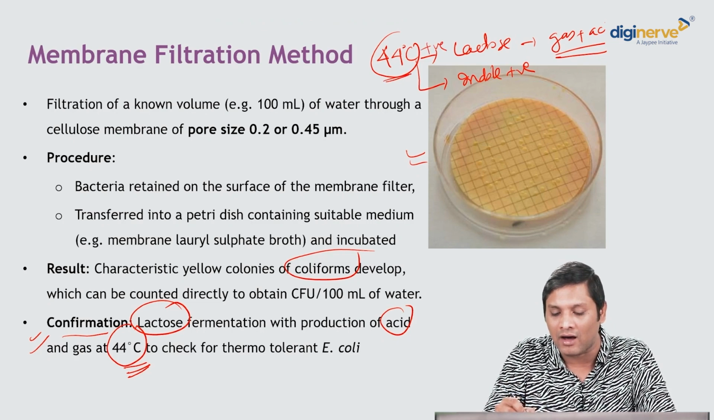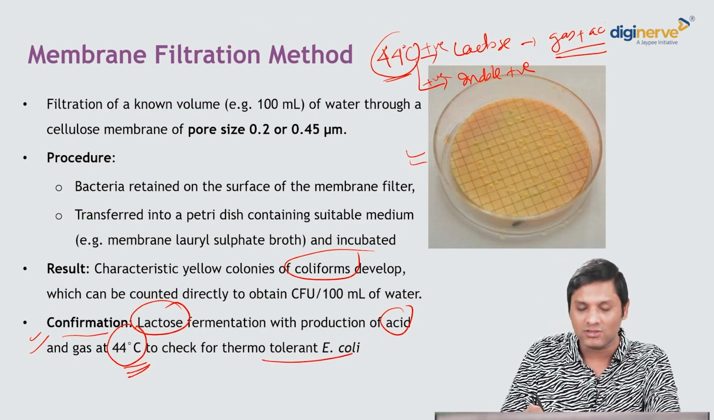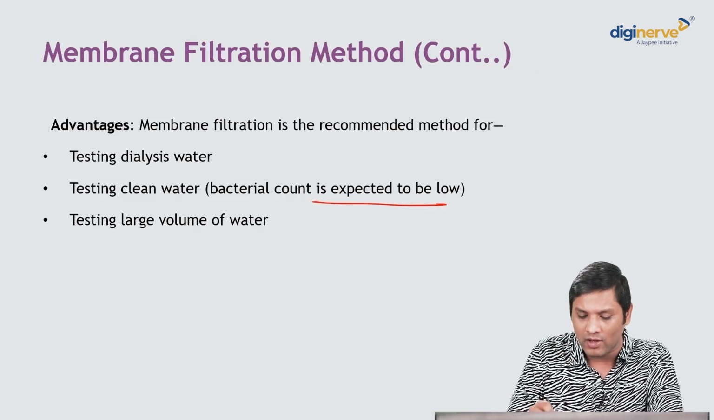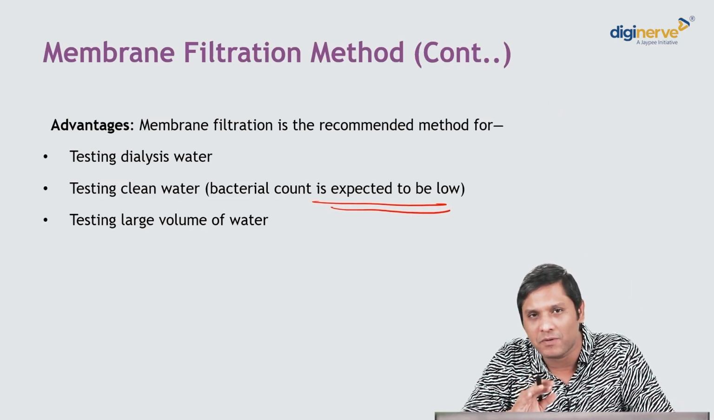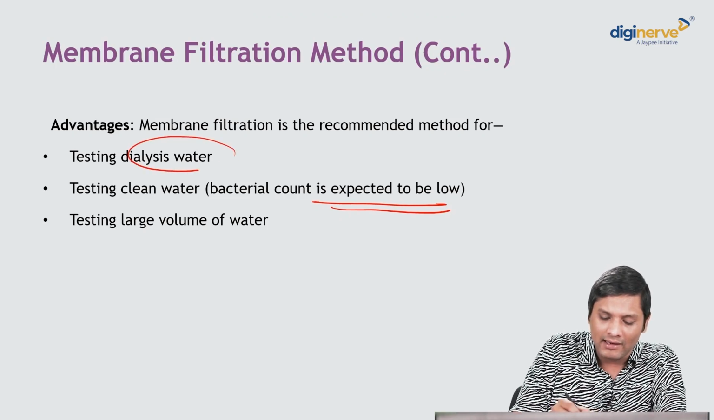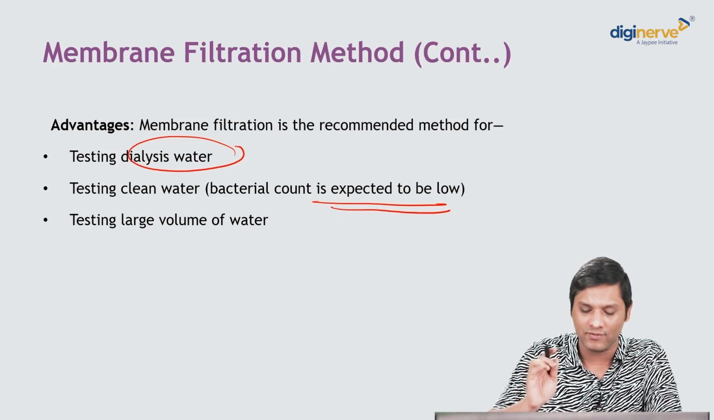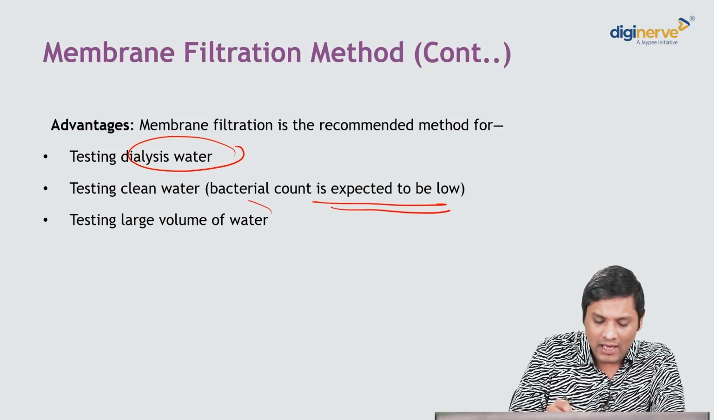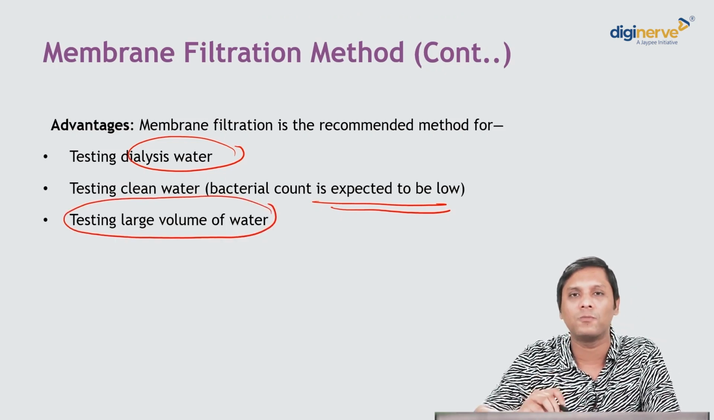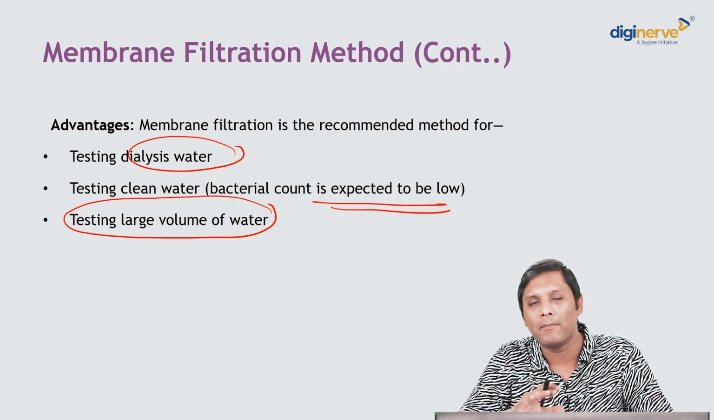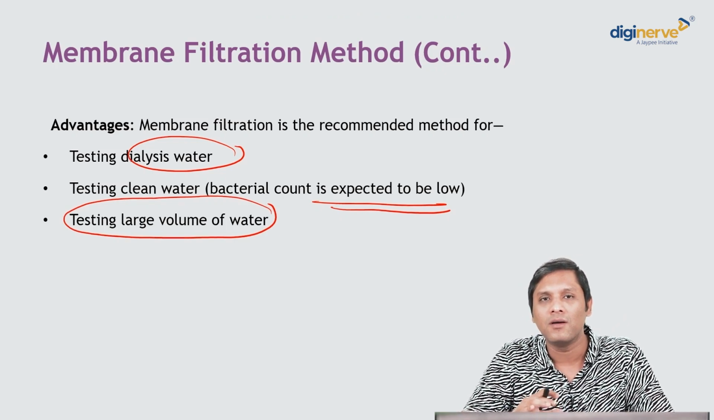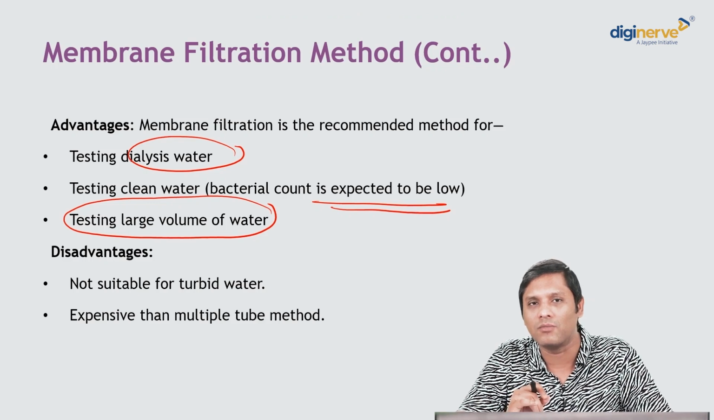If these tests are positive, then you can say that it is thermotolerant E. coli. What is the advantage of membrane filtration method? I told you that it is the best method where the organism load is low. When the bacterial count is expected to be low, especially dialysis water, it is the best method to perform the water surveillance. And also when you have a large volume of water to be tested, membrane filtration method is the best method. It has got some disadvantage.